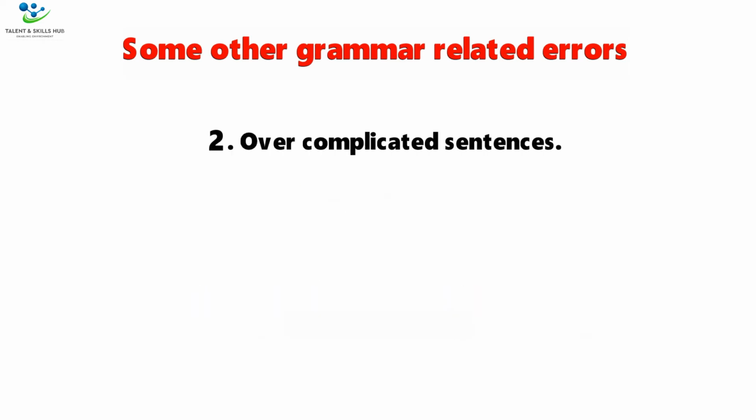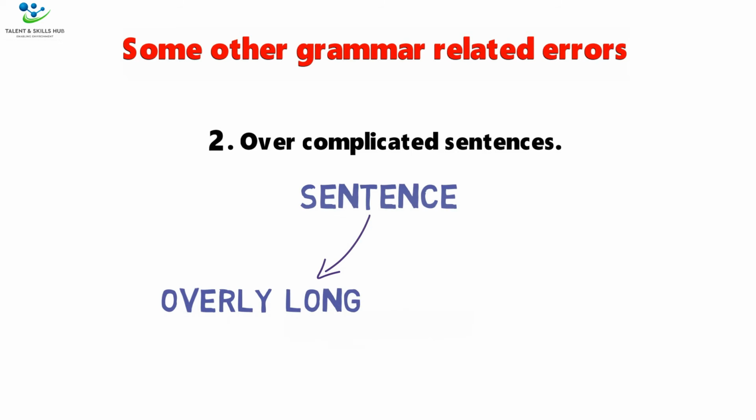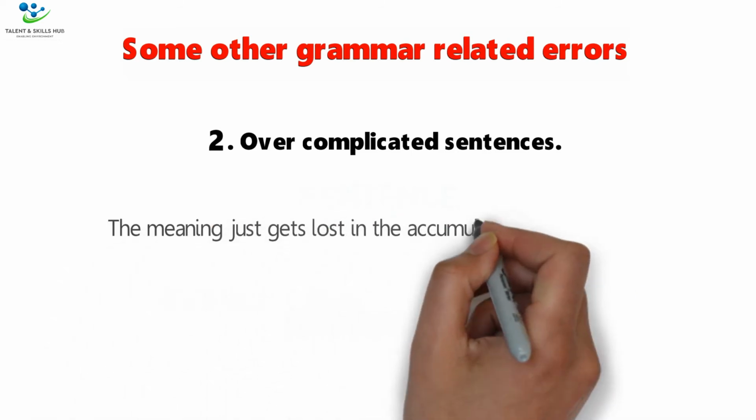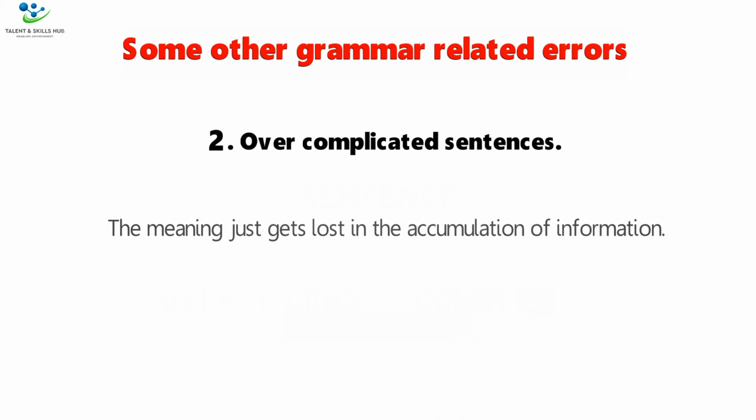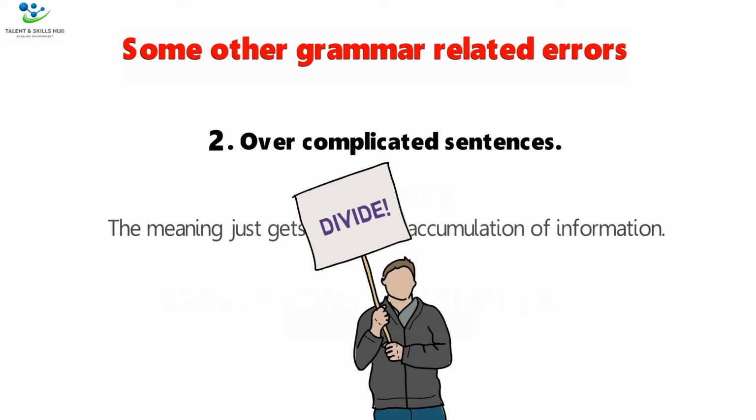2. Overcomplicated sentences. It is all too common to come across sentences that are overly long and complex. The problem here is that the meaning just gets lost in the accumulation of information. The solution is simple: divide. Shorter sentences are clearer, more easily digestible, and can be more emphatic.